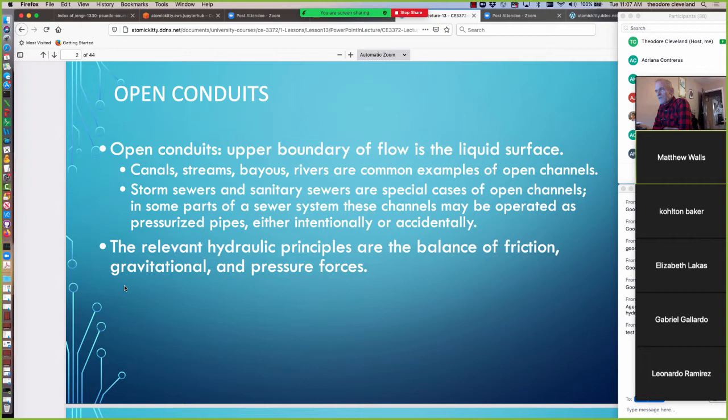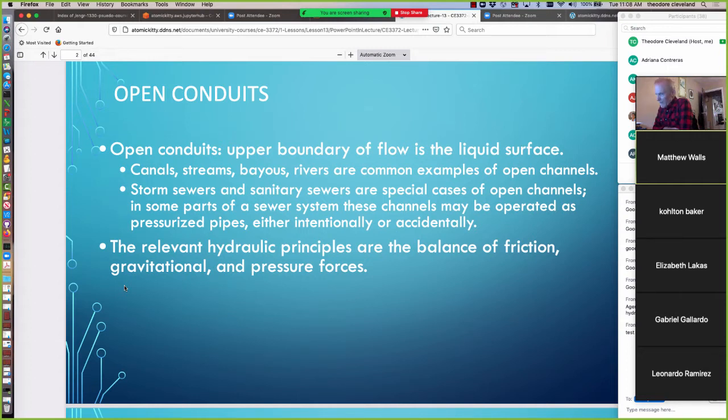Then there are things that we don't often associate with open conduits, but they are storm sewers and sanitary sewers, because they become special cases of open channels where there's a free surface. If the sewage water gets to the top of the pipe that it's in and touches the top of the pipe, then that's no longer a free surface. That would be a pressurized system. Not very pressurized, one hopes.